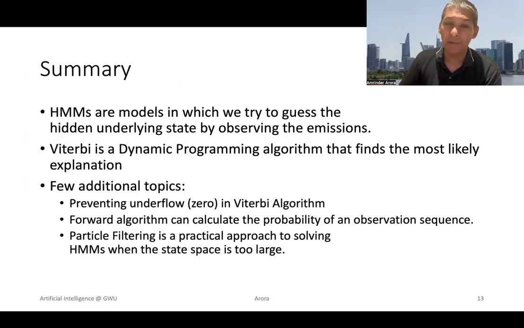Similarly, you may have a slightly different problem where you want to see what's the probability of the observation sequence itself, which you can compute using the forward algorithm. It's similar but slightly different. You have to take the sum instead of the maximum. And also, like I mentioned, if your K is too large, your state space is too large, then instead of this, you could do a slightly different approach called particle filtering. Again, look out for a separate video on that.